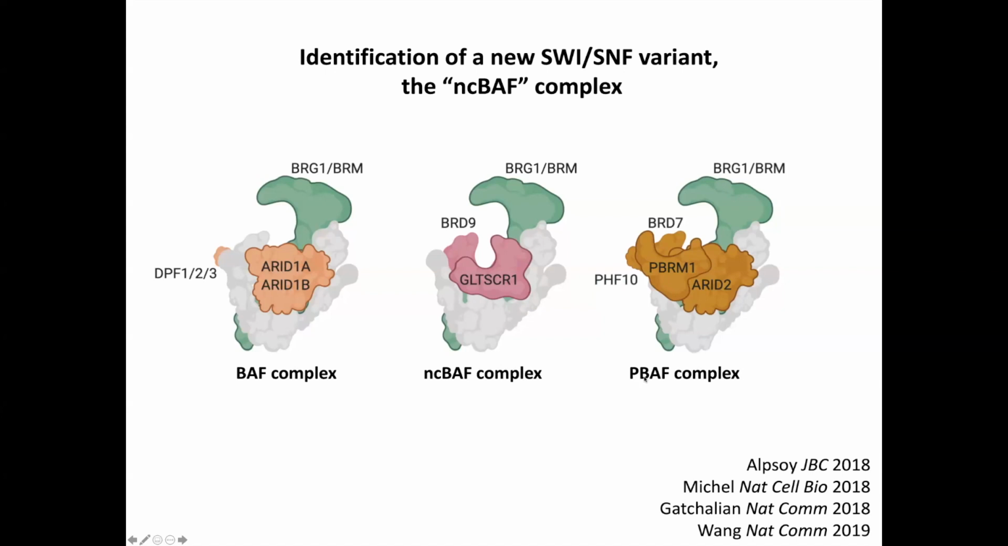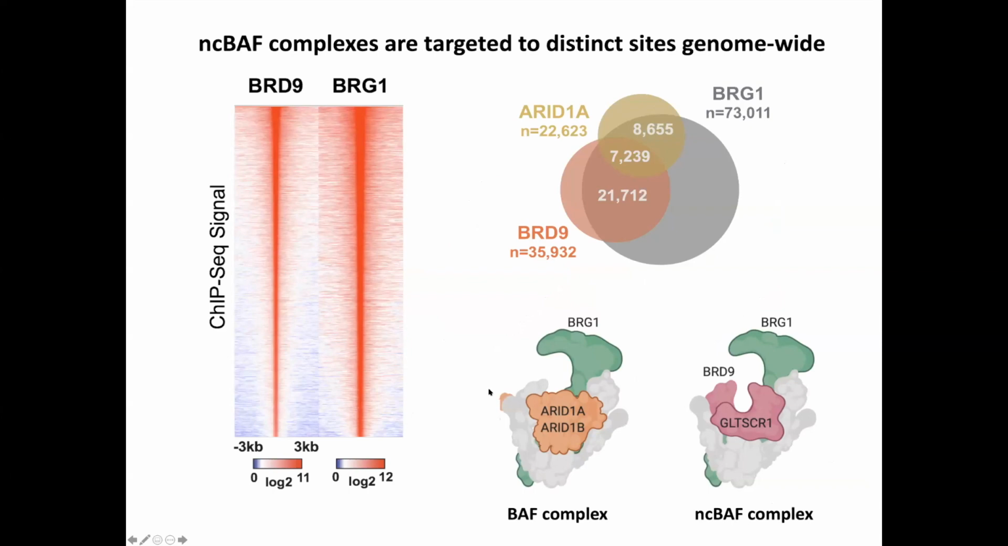And one way we began to do this was to approach it using ChIP-seq to assess the binding of these different complex members. And so we performed ChIP-seq, for example, for ARID1A to localize the canonical complex, and BRD9 to localize the non-canonical complex, as well as the BRG1 ATPase.